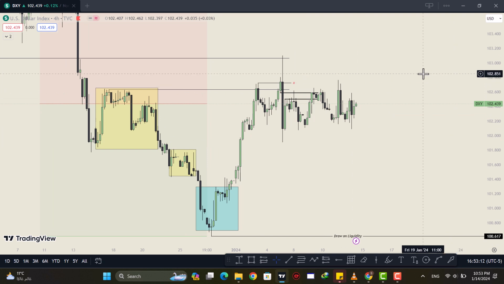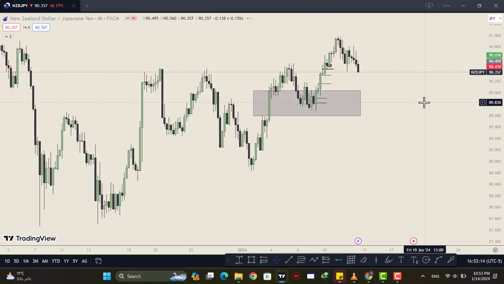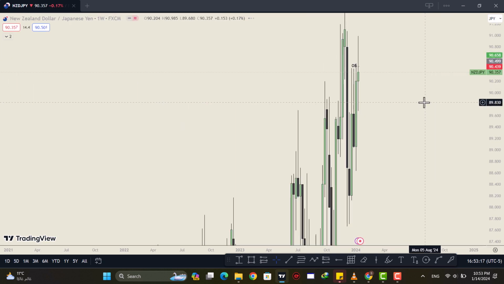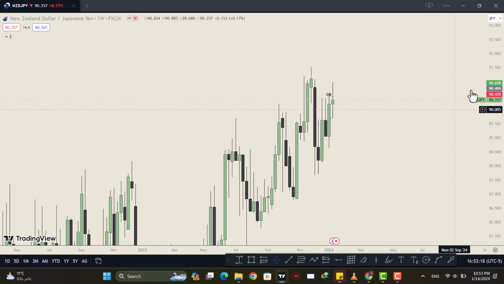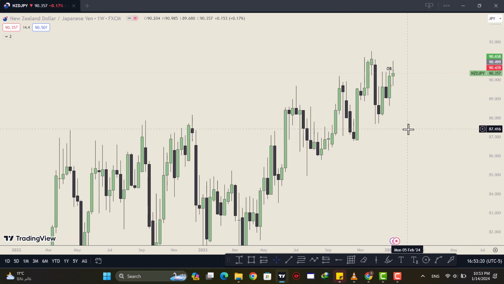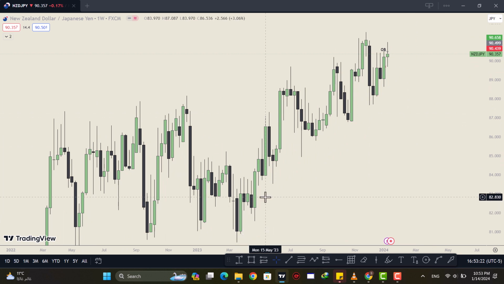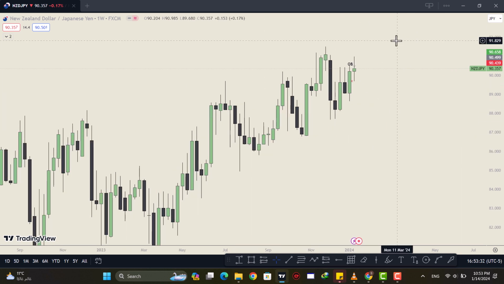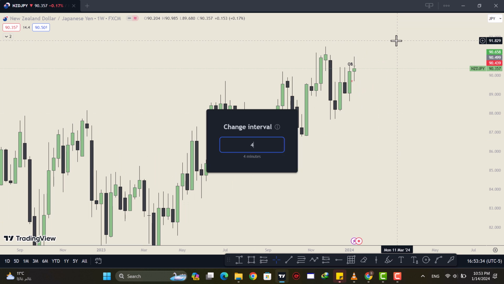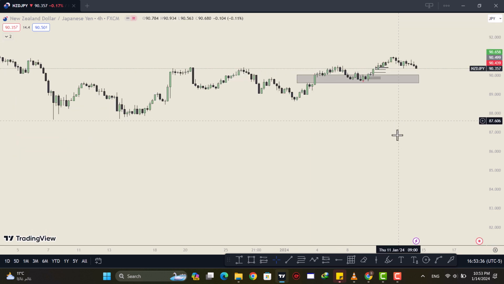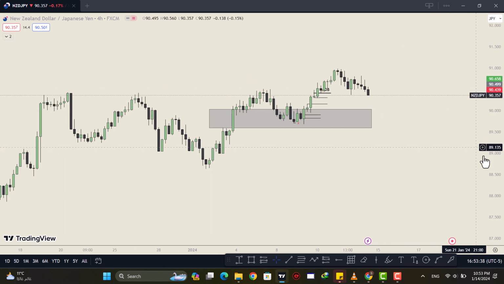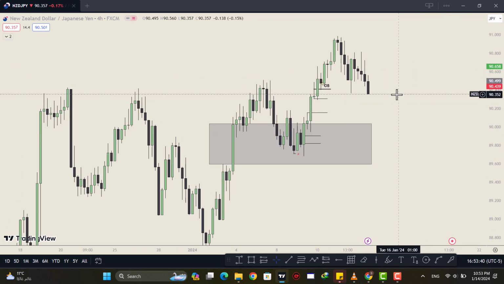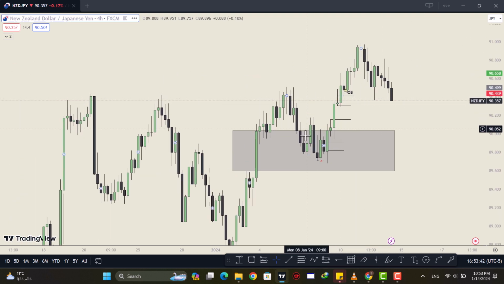Anyways, let's move on to another pair, and this is the New Zealand dollar against the Japanese yen. For this pair, I'm still bullish. So as you can see, the order flow is clearly bullish, right? And I'm looking for continuation setups. If we go to the 4-hour time frame, I told you in the previous week outlook video that I'm looking for buying opportunities from this fair value gap right here.